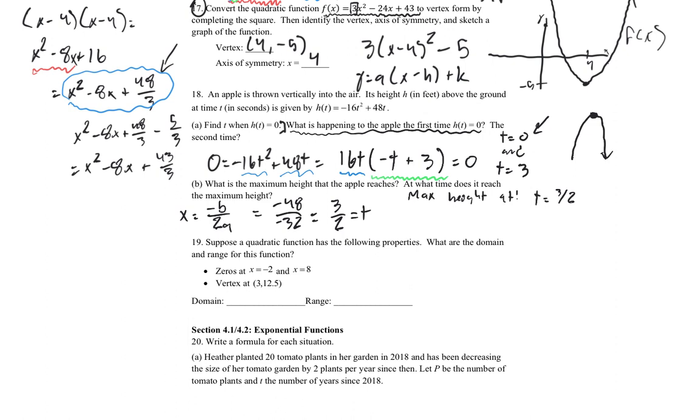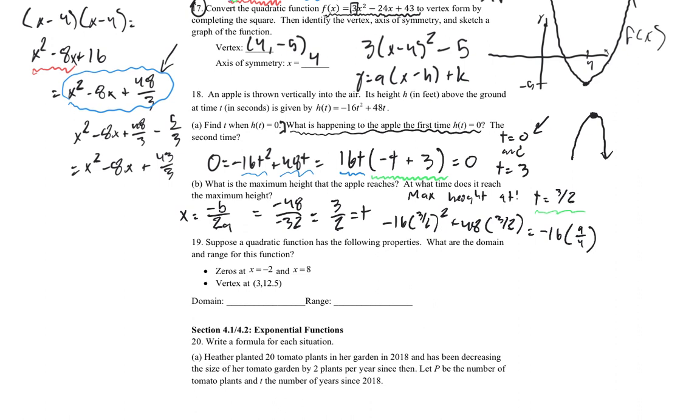Well, what is the maximum height? Well, we got to plug in that value for t there, right? Let's plug this back into our equation, and we'll find out. So let's go ahead and do it. So negative 16 times 3 over 2 squared plus 48 times 3 over 2. You can put that in your calculator, but that would be, what, negative 16 times 9 over 4.